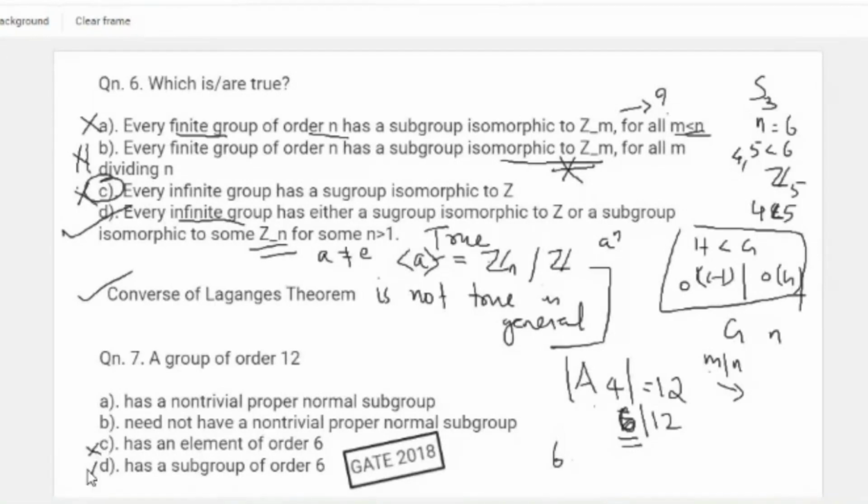We have already verified A4 is a group of order 12. It cannot have a subgroup of order 6, and so it cannot have an element of order 6. Options A and B need some explanation. It has a non-trivial proper normal subgroup or need not have a non-trivial proper normal subgroup. The two are related.